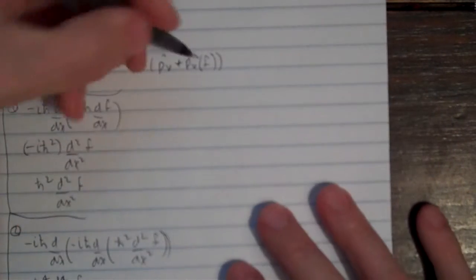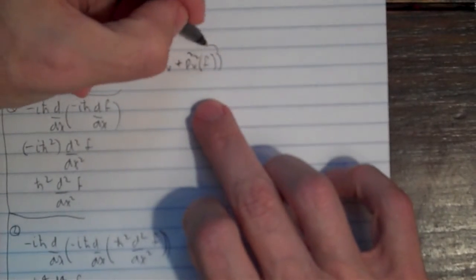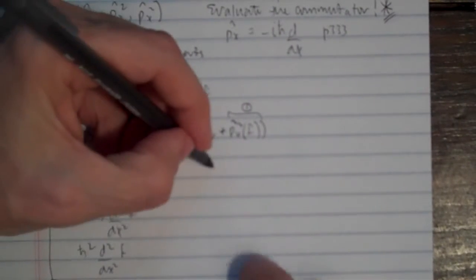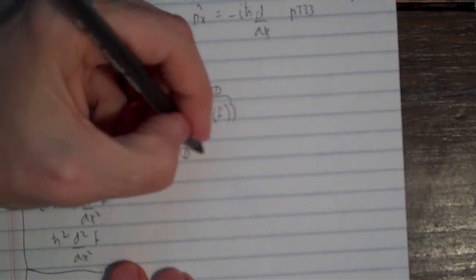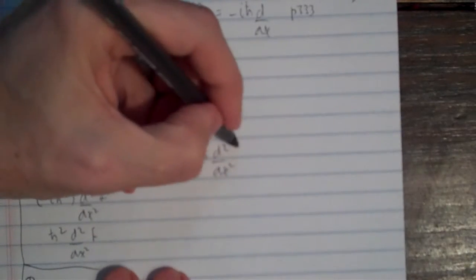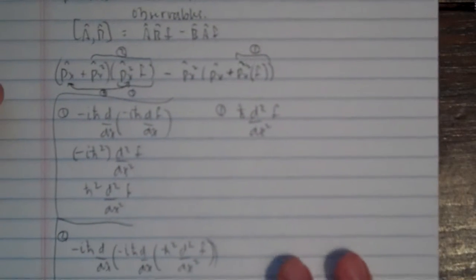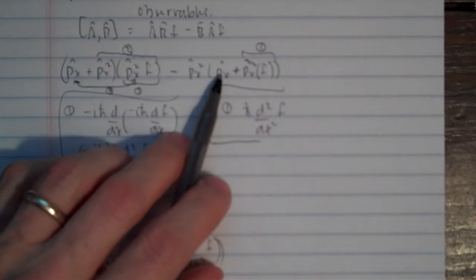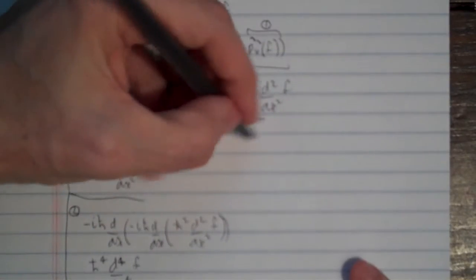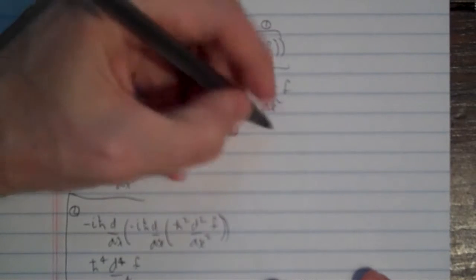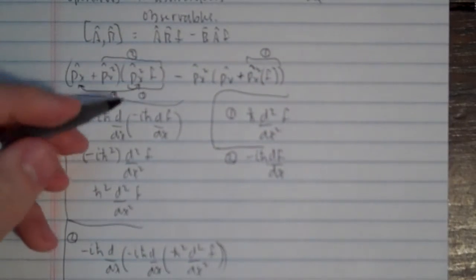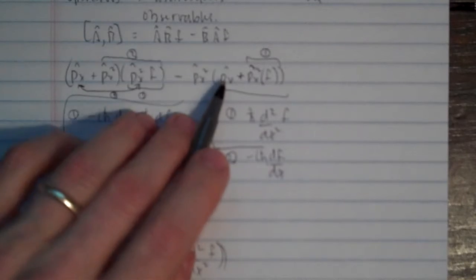Now let's do this one over here. This is going to be 1. That looks just like the one I did over here. So I'm going to say 1. I've already calculated 1. It's h bar d^2/dx^2 f. Okay. And 2 is going to be that operating on that. So that's going to be minus i h bar df/dx. Not much else to say about that, right? That's 2.